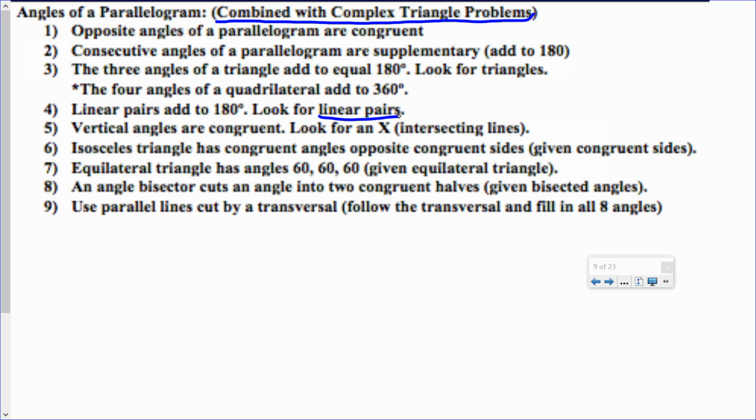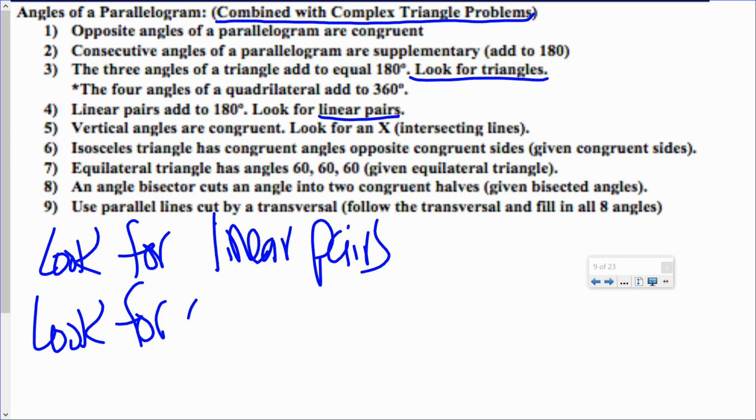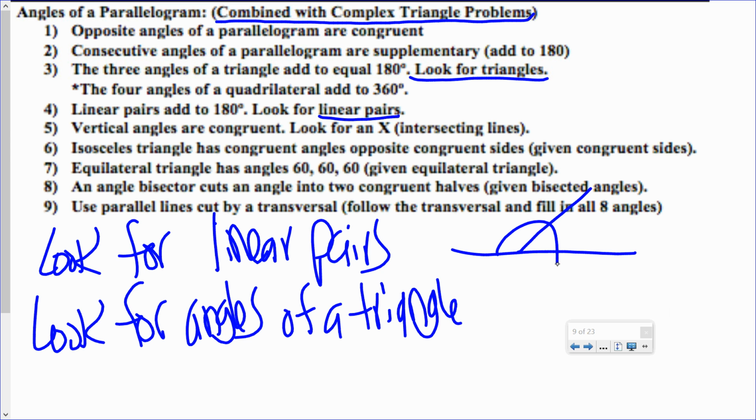I don't even know where I wrote that. Here, perfect. Look for triangles. Look for linear pairs. Look for angles of a triangle. So, remember, a linear pair is a straight line that's cut. They add to 180. The angles of a triangle we dealt with earlier, that also adds to 180.